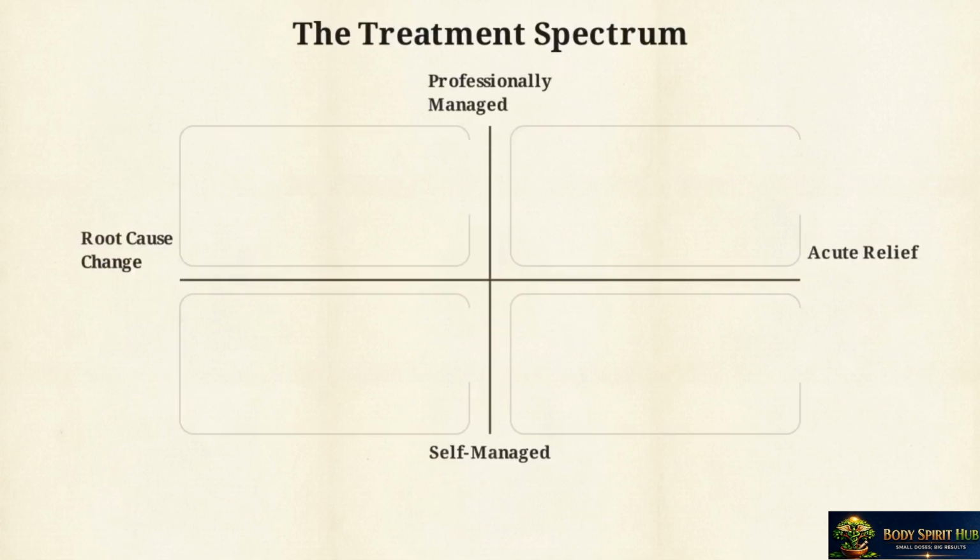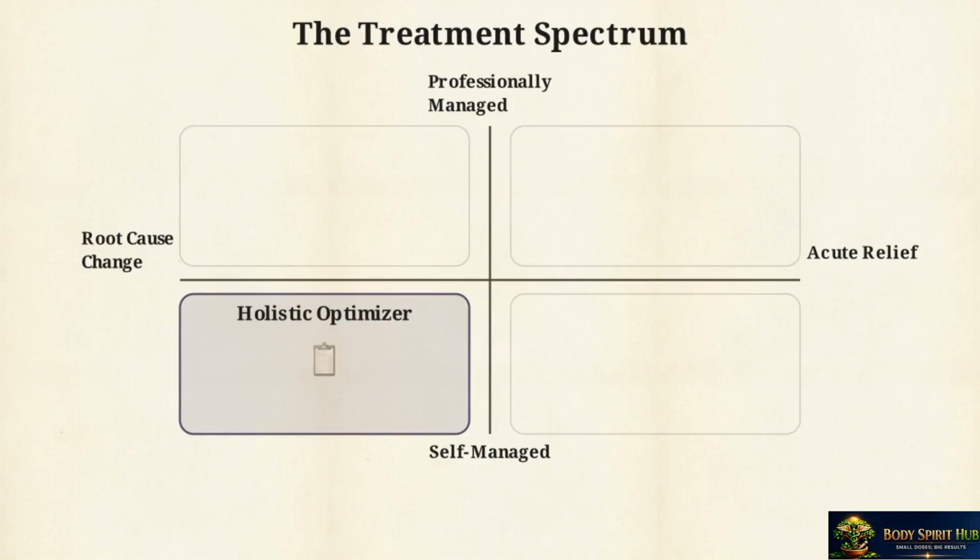This chart maps the treatment spectrum. We are plotting the level of management required against the type of relief you get. Consider the holistic optimizer. They painstakingly track their triggers, adjust their diet, and actively avoid pharmaceuticals. For these individuals, self-prescribing acute remedies like bryonia provides a practical path to recovery, bypassing pharmaceutical dependency.